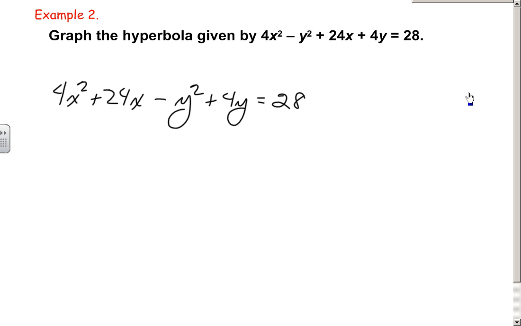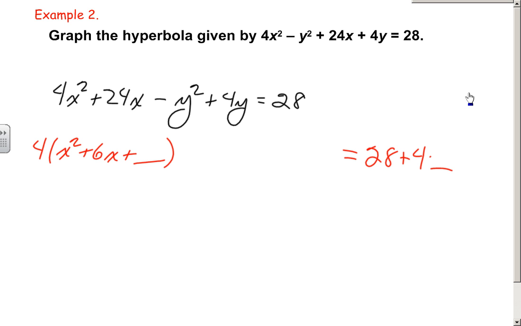From here, we're going to factor out and get ready to complete the square. So factor the 4 out of the x's. And as usual, I like to put my plus somethings on there. And then over on the right side, I have the plus 4 times something. Don't forget the 4 there.